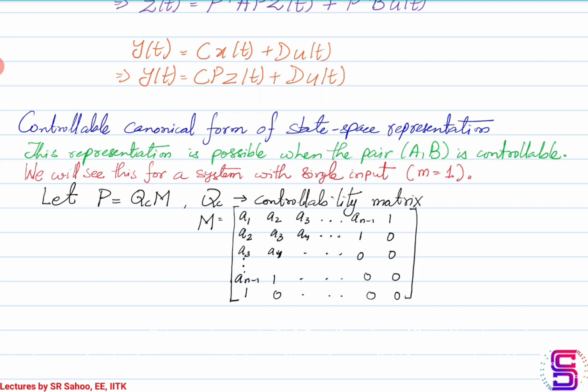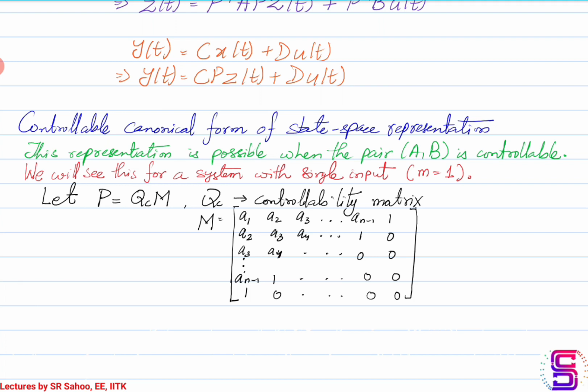Now you see there are some variables or constants written as a1, a2, a3, a n minus 1, and so on. And if you observe, the first row is a1, a2, a3 till a n minus 1 and 1. The second row is just a left shifted version of the first row. It's not a left cyclic shift but just a left shift, hence the last element in this row goes to 0. The third row is again a left shifted version of the second row, and so on, and we keep on shifting this till we reach the last row where the first entry is 1 and the rest are all 0. So this is what the M matrix is.